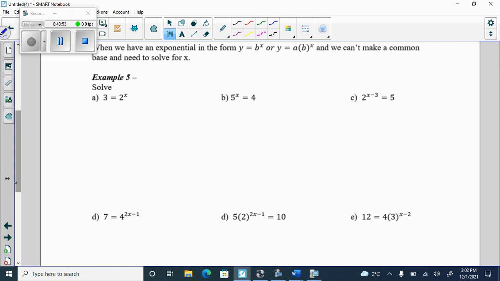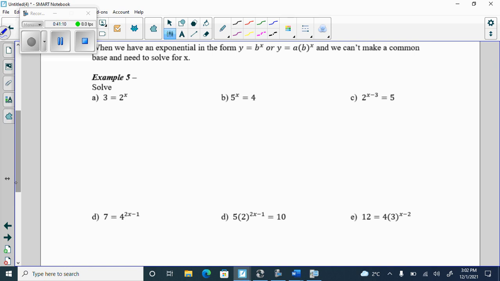Swap x and 1. Not swap x and 1. Now I want to do it algebraically. How do you turn it into a log? If you ever want this exponent to come down, what did I tell you you can do? Convert it to a log.